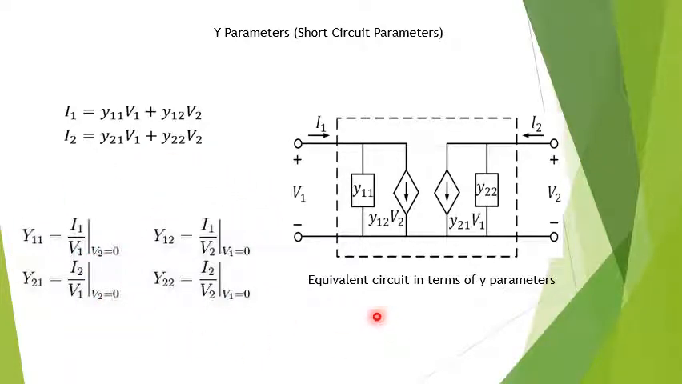Now when we determine the Y parameters, we can develop the equivalent circuit of the given network in terms of the Y parameters. You can see here, you have Y11 in the shunt arm at the input port, Y22 in the shunt arm at the output port, and then you have two voltage controlled current sources. The first current source has magnitude Y12 into V2, and the other current source has magnitude Y21 into V1.